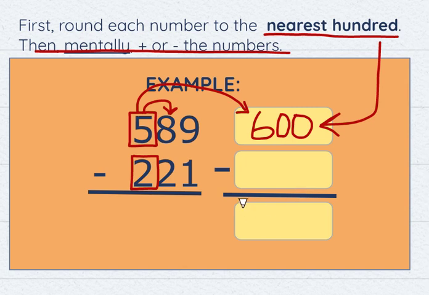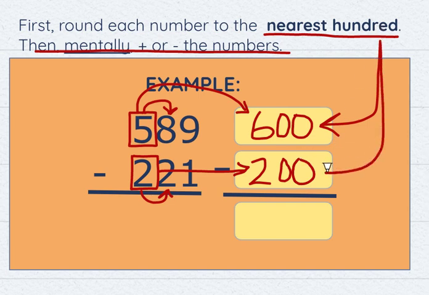All done. Now 221. How do we figure out what we're going to do with this 2 in the hundreds place? Well, we look next door. This 2 here is less than 5. That means we don't touch the 2. We have to leave it alone. It stays a 2 and doesn't change. So we have 600 at the top and 200 at the bottom. 200 is 221 rounded to the nearest hundred.